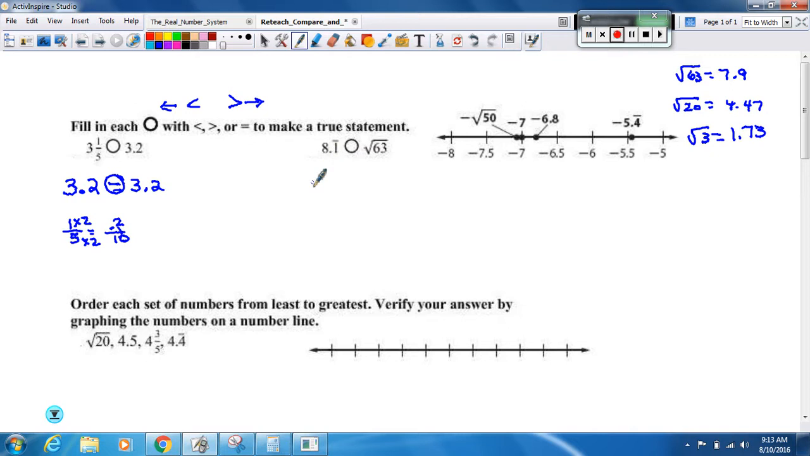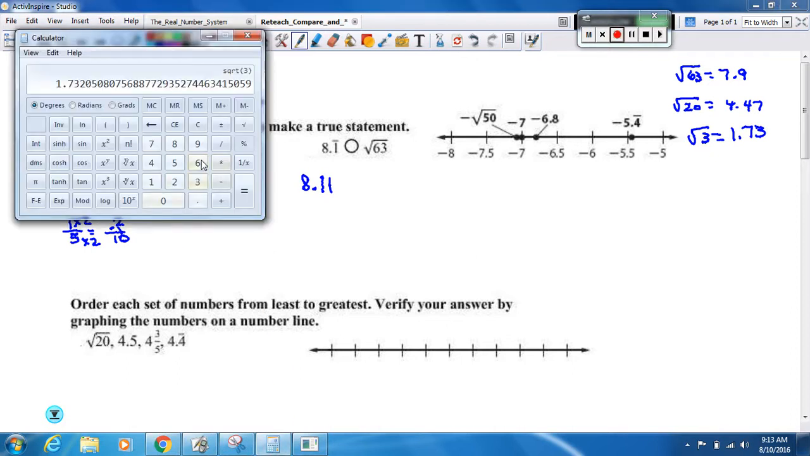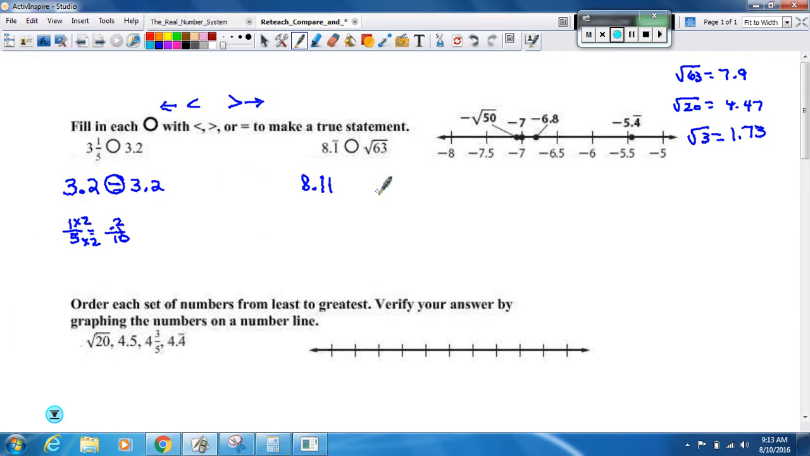Now 8.1 repeating, again, I'm going to make it with 2 decimals, so it's like dollars and cents. $8.11. The square root of 63 you can do on your calculator. I already figured that out. Let me get it. I think I rounded it. 63, I'm going to call that $7.94. Now $8 is larger than $7.